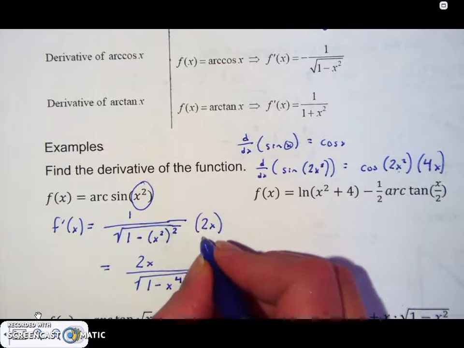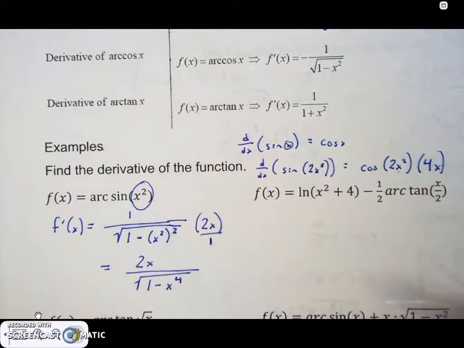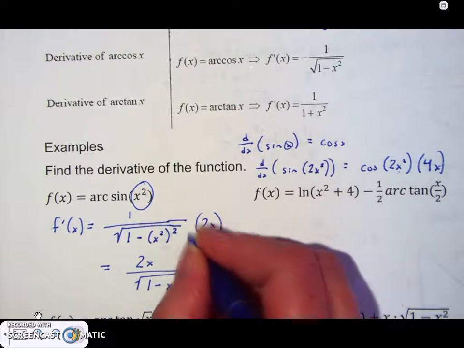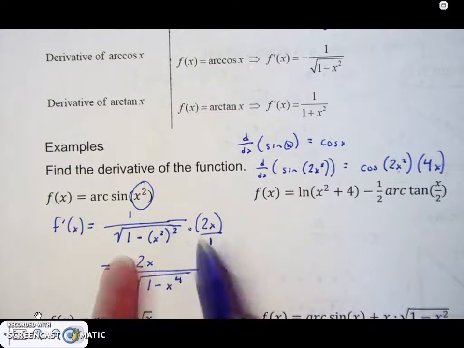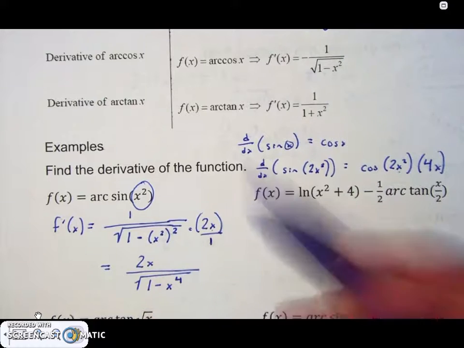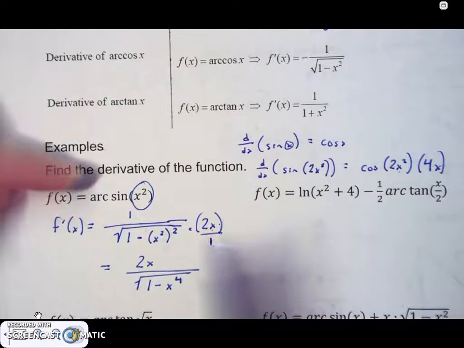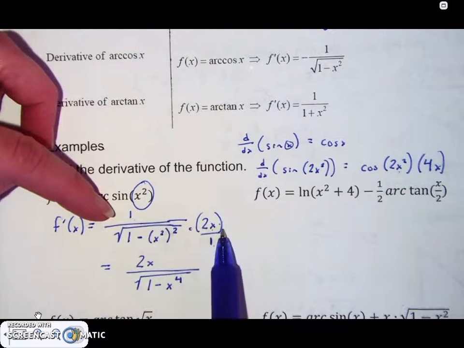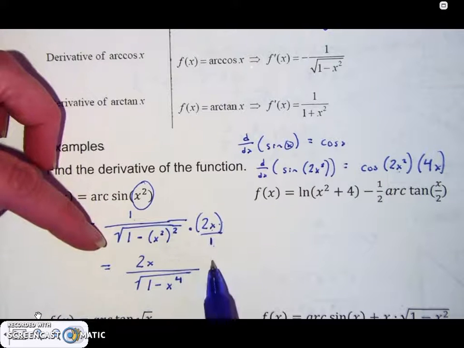Because this would be like being times 2x over 1. When I say times the derivative of, you saw where the 2x came from? Okay, so that's like having 2x over 1. So I'm just multiplying my numerators together and my denominators together.